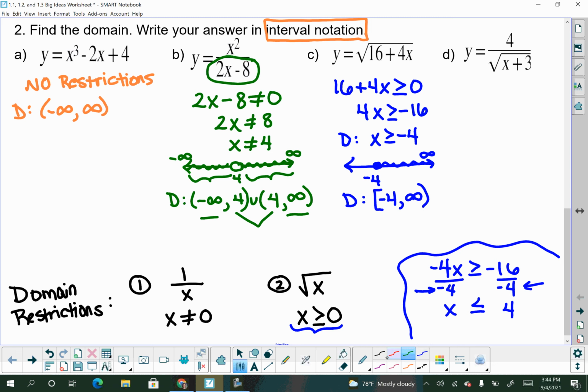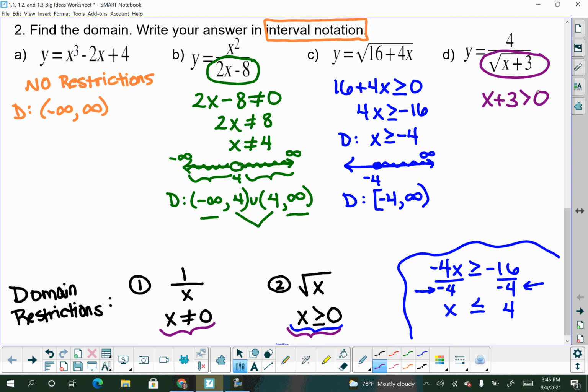Finally, the last one here, we have kind of a combination of the two. I have a denominator and I have a square root. So that means because it's a denominator, it can't equal 0. And because it's a square root, it has to be greater than or equal to 0. Well, it can't be equal to 0 and not equal to 0. So what we do in this case is we say x plus 3 is strictly just greater than 0.